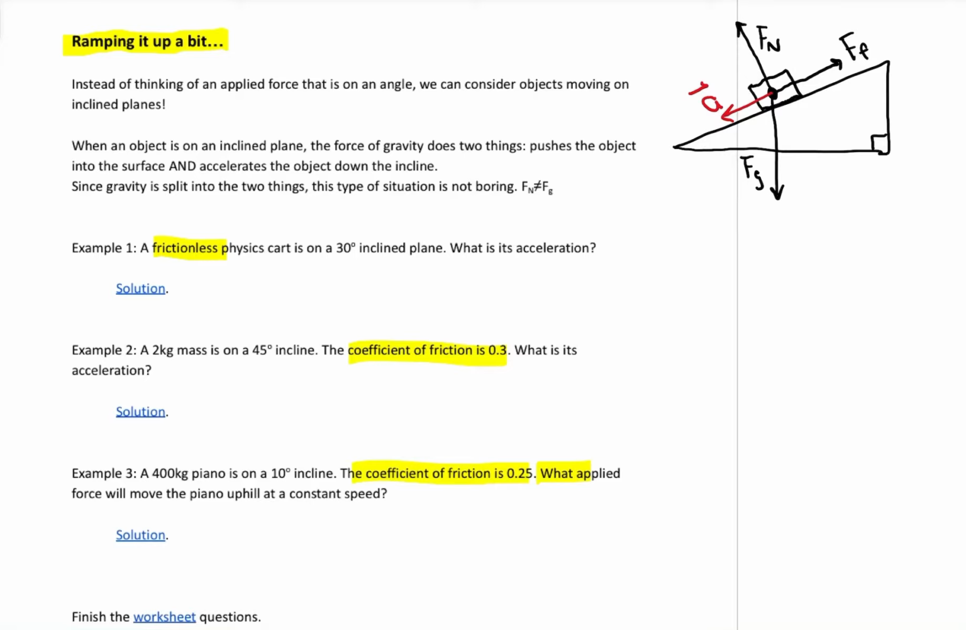Normal force compared to that is already perpendicular, so I don't need to worry about components of normal force. The friction force is parallel to the acceleration. It just happens to be uphill when the acceleration is downhill. So I don't have to worry about components of the friction force. But gravity's on a funny angle compared to the acceleration. Gravity, I need to find the components of.